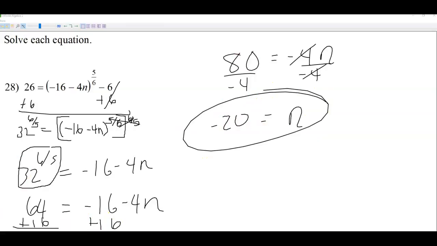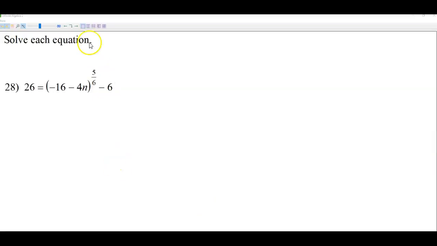Okay, so I would say the big things you want to pay attention to on this are getting rid of the outside numbers first, if there are any, and then raising both sides to the reciprocal power, and then finally using the rule to simplify that expression there. The rest of it is pretty much Algebra 1.